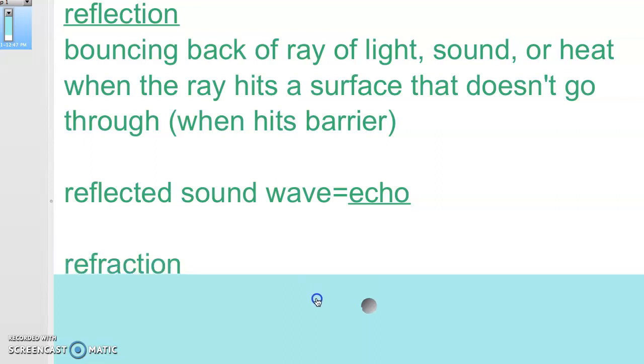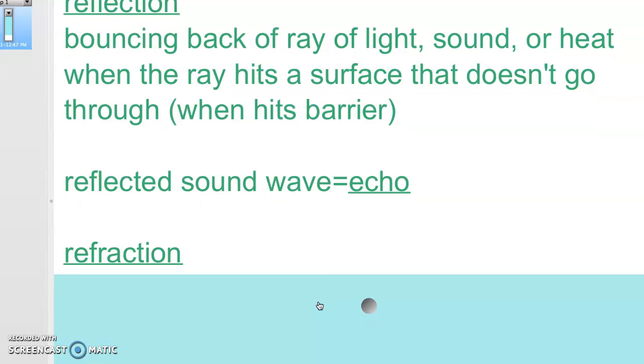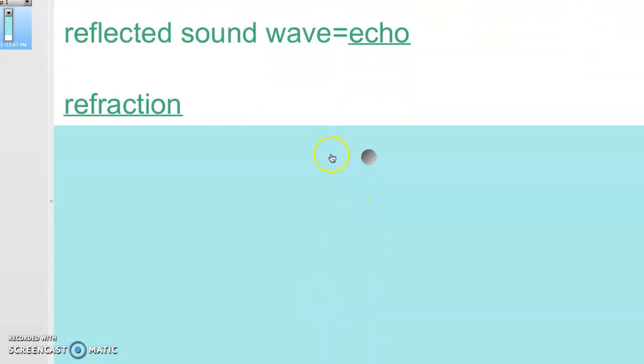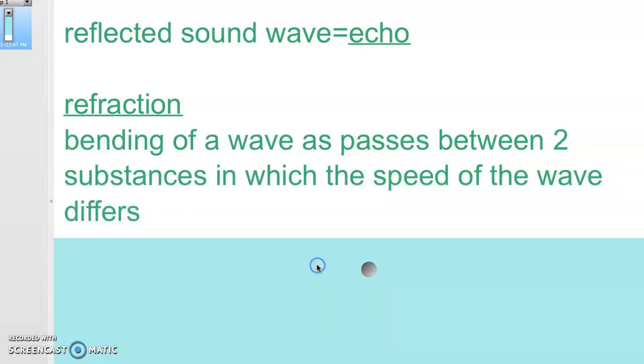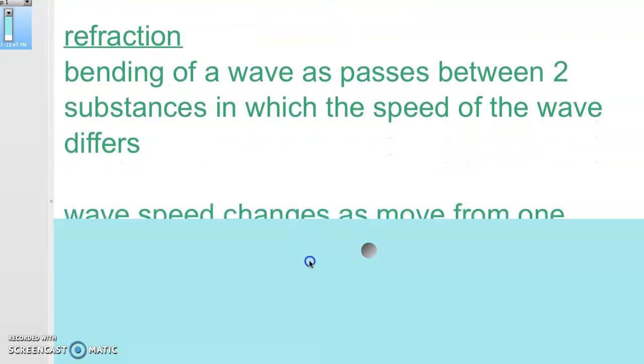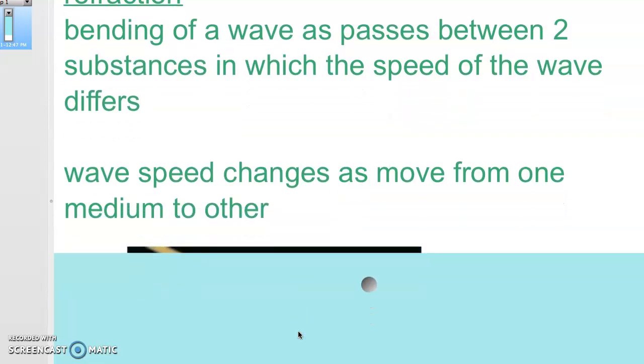Then we have what are called refractions. Unfortunately, reflection and refraction sound similar, so be careful when you're thinking about the difference between those two. When you're talking about a refraction, you have two substances, and then you've got a wave that bends as it goes between them or towards them. And so technically it's the bending of a wave as it passes between two substances. And of course, the speed of the wave is going to differ. So think about, for example, water and air and how the speed might change. That's what a refraction is. So it's going to change the speed of the wave depending upon the two mediums that it's in.